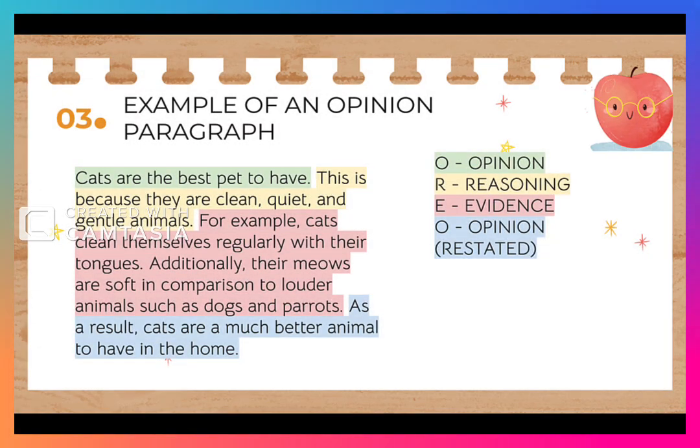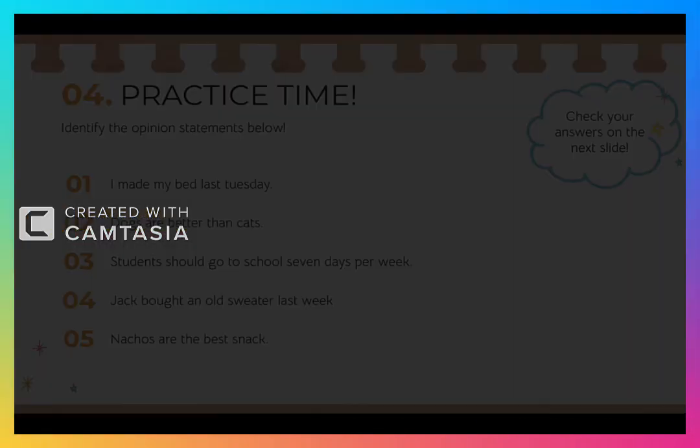And then we give students an example of an opinion paragraph, what we would like students to produce at the end of the class period, and we highlight the opinion, reasoning, evidence, and opinion restated as different colors, which allows students to kind of understand the difference a little bit more easily.